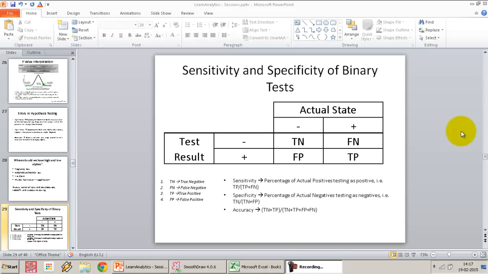Welcome back. In this session, I'm going to continue with hypothesis testing and introduce the concept of specificity and sensitivity of a binary test. In our previous lectures, we've talked about the errors that can happen in hypothesis testing, namely type 1 and type 2 errors. Building on that, I'm going to introduce the concept of sensitivity and specificity of tests.